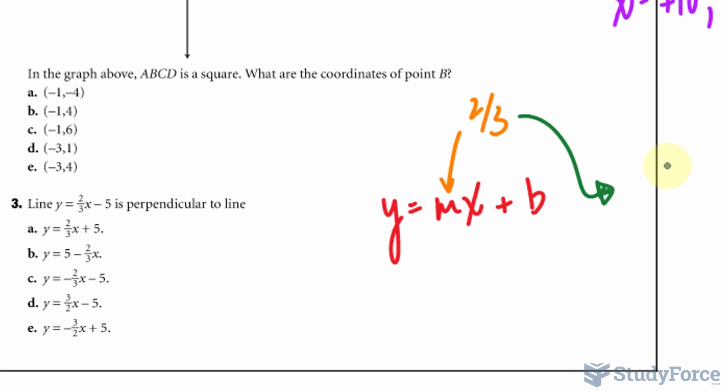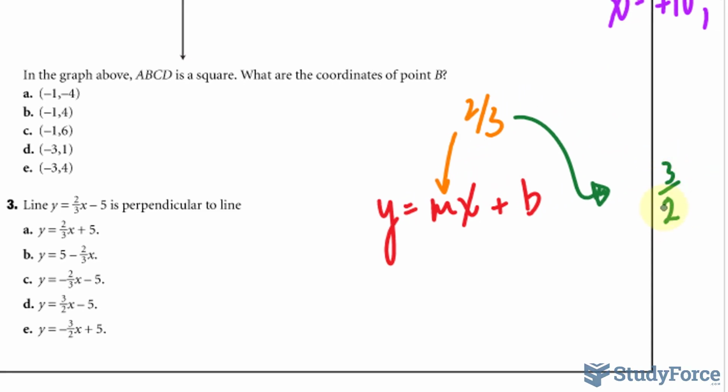So the reciprocal of this fraction would be 3 over 2. The negative reciprocal would be, well, the negative version of it. So we look for the one that has negative 3 over 2, and the only one here is E.